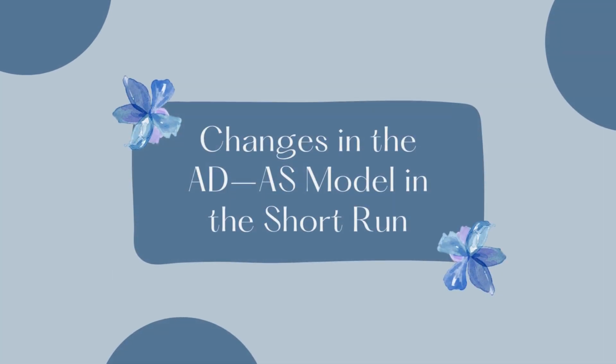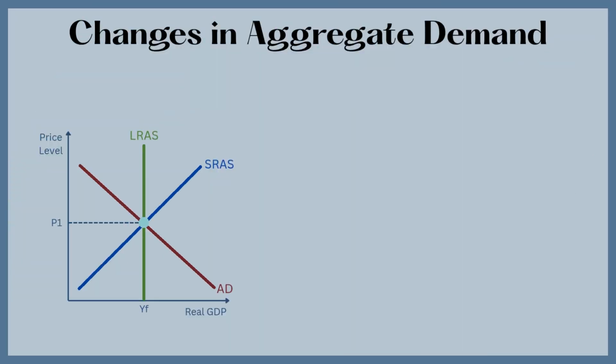Today, we'll discuss the changes that can occur in the aggregate demand aggregate supply model in the short run. Let's get right into it. First, let's begin with changes or shifts of aggregate demand.